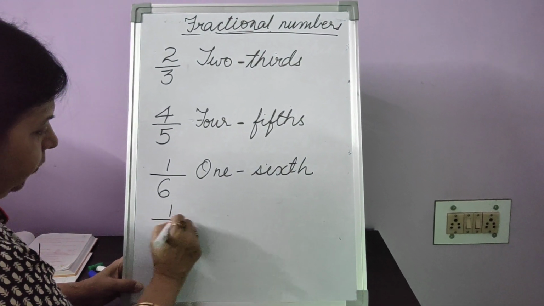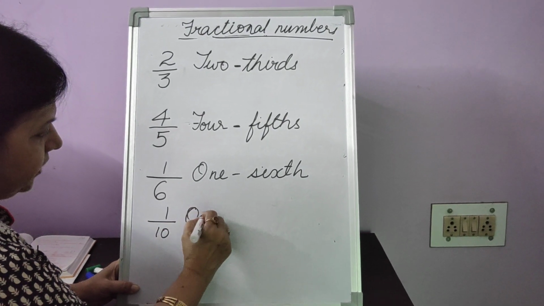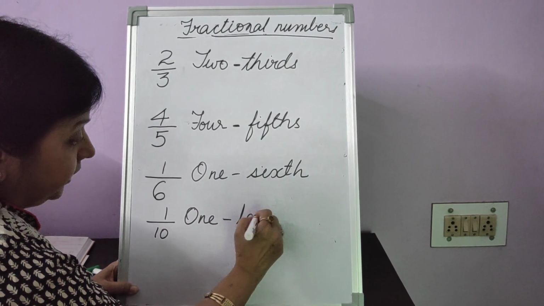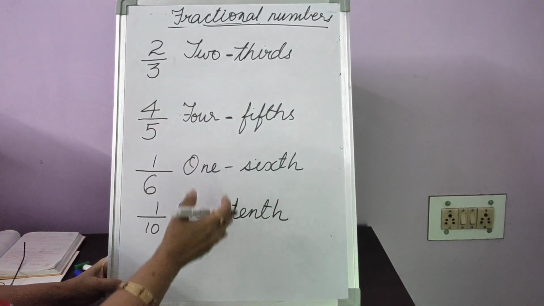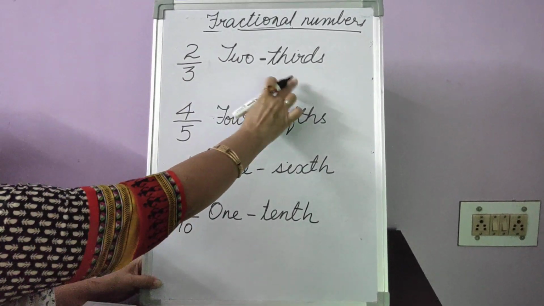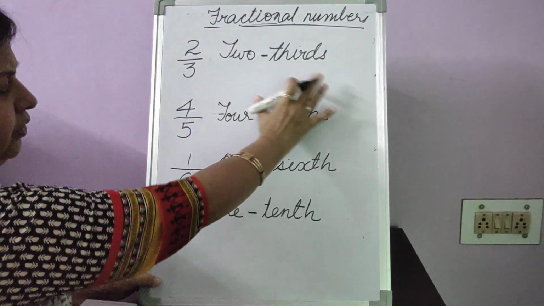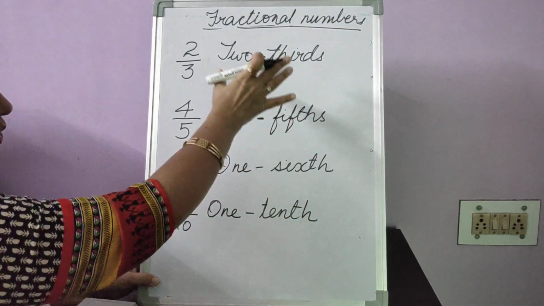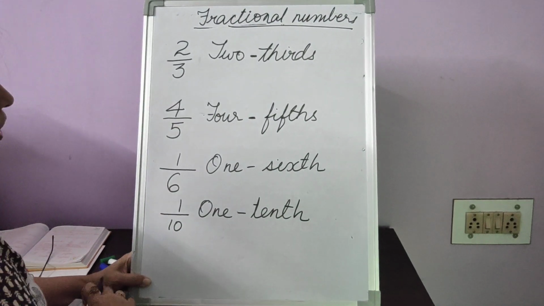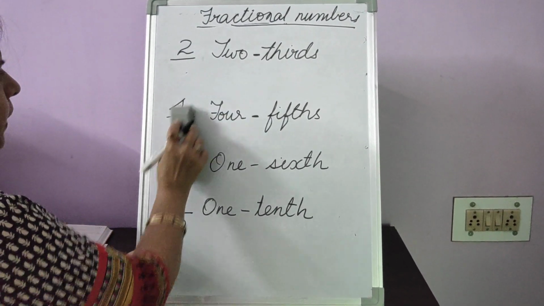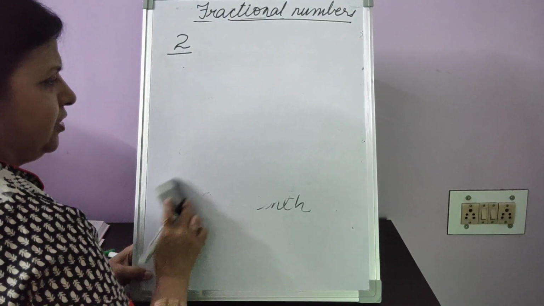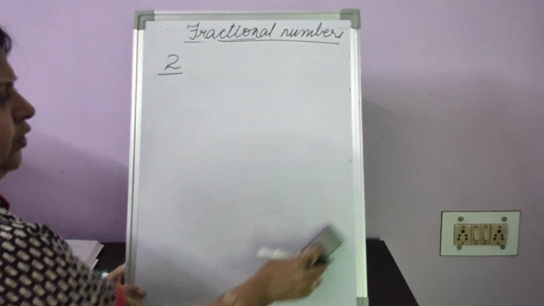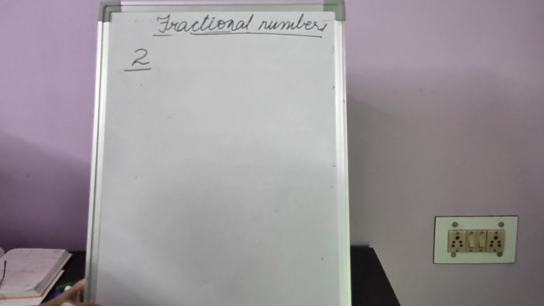If it is 1 upon 10, we will write this as 1-tenth. Okay. So these are the fractional numbers. That means nothing but writing them in words. This is your answer. We have not used numbers anywhere, only words. Now there are 2-3 spellings, children, that we need to pay attention to. Otherwise it is just 3rd, 4th, 5th, 6th, 7th. You just keep on adding S to it.